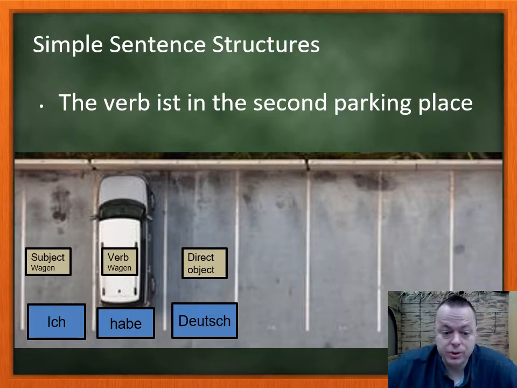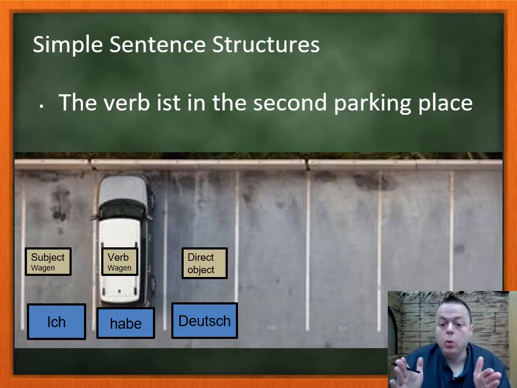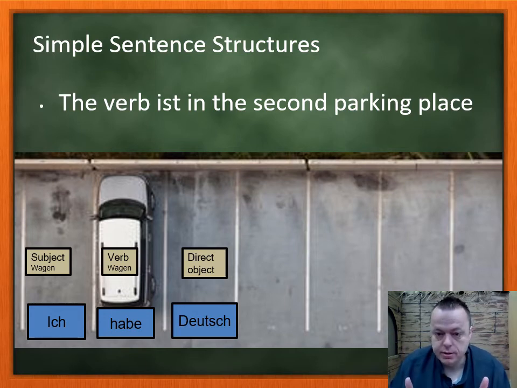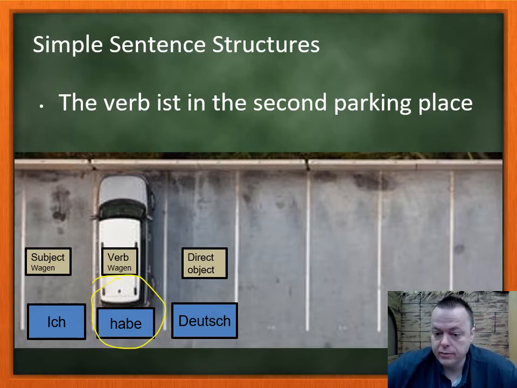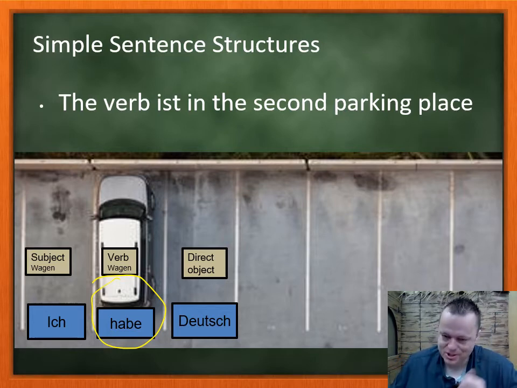Just as a review for today's assignment, we remember that in simple sentence structure the verb is always in the second parking space. That's super important because we need to know that. Ich habe Deutsch means I have German. It's just kind of like in English in a lot of ways, but we're going to change it just a little bit today, so pay attention.